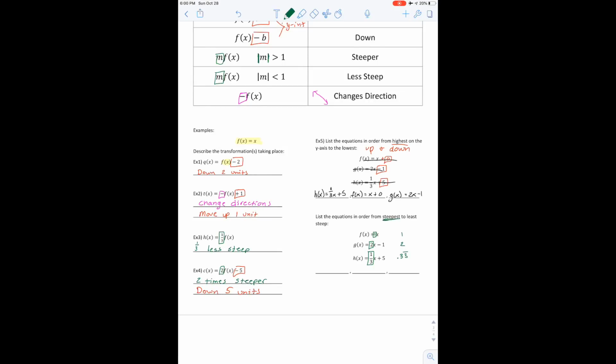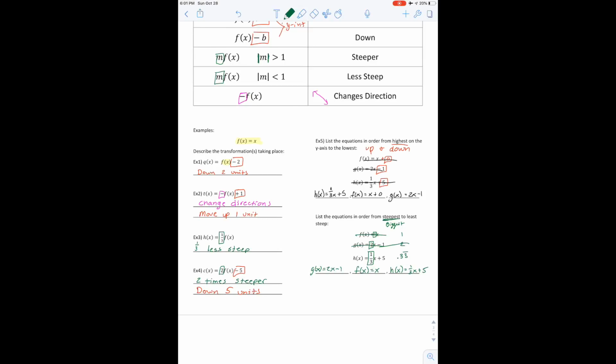So if we want to know the steepest one, I'm looking for the biggest slope. So what number is the biggest? Well, 2 is. So this graph is going to be the steepest. All right, so we've taken care of that one. The next steepest, the next biggest number is 1. So that's going to be the next steepest. So f of x equals x, which is our parent function. And then the least steep is going to be the h of x, which is 1/3 x plus 5.